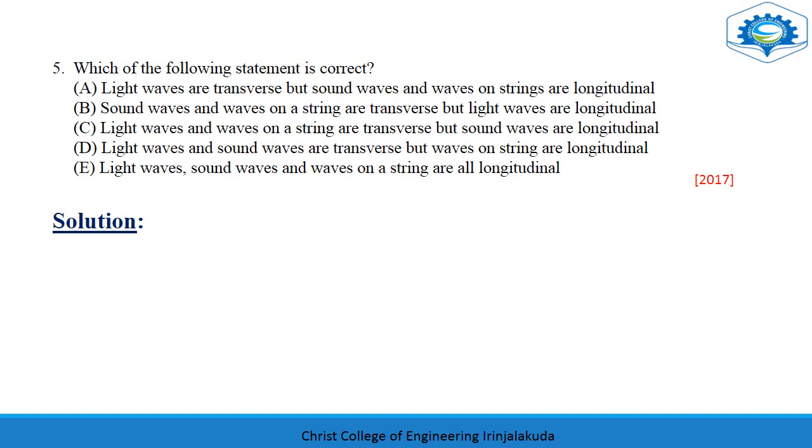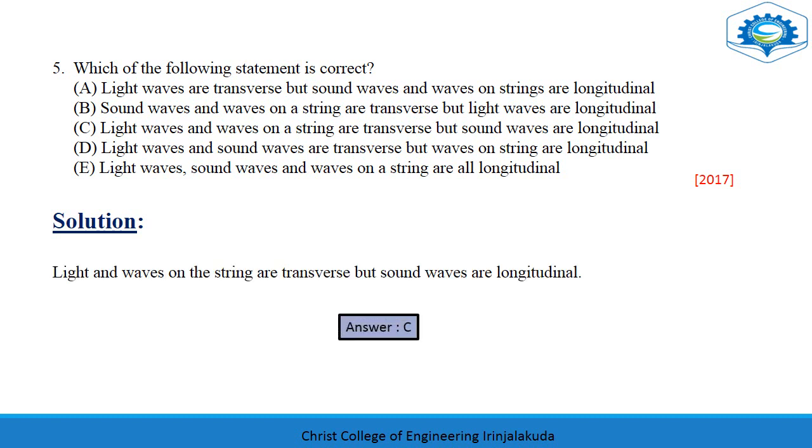Question number 5. Which of the following statements is correct? Option A. Light waves are transverse but sound waves and waves on a string are longitudinal. Option B. Sound waves and waves on a string are transverse but light waves are longitudinal. Option C. Light waves and waves on a string are transverse but sound waves are longitudinal. Option D. Light waves and sound waves are transverse but waves on a string are longitudinal. And option E. Light waves, sound waves and waves on a string are all longitudinal.